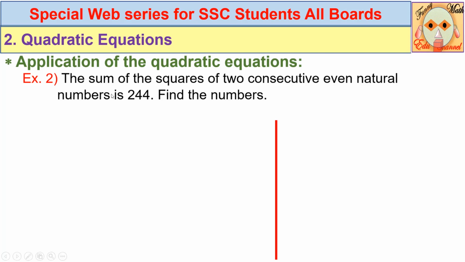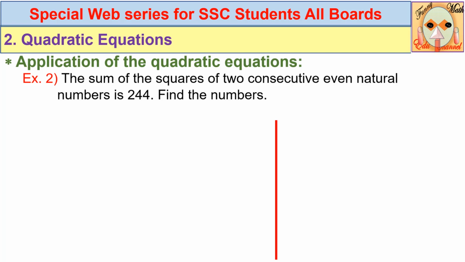Keep in mind here what you have to find: the numbers. What type of numbers? Two consecutive numbers which are even natural, means the numbers should be consecutive. This is the first condition. Second is the numbers should be even. Third is natural numbers. All these are conditions, and the sum of the squares of their addition must be 244. So we can say it depends on a quadratic equation because there is a square.